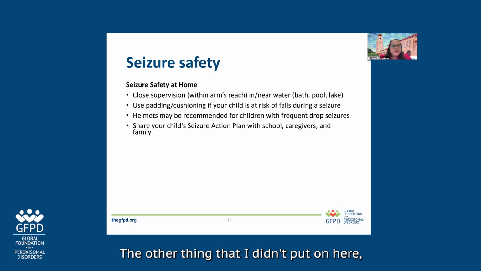The other thing that I didn't put on here, but important to keep in mind, is that activities such as riding your bike or climbing a tree for patients that have seizures, it's not that they can't do them, but they need to be safe. So wearing helmets, not climbing higher than an adult's height. For patients that have drop seizures or the atonic seizures, wearing a helmet can be helpful. Sometimes wearing a helmet at all times, depending on how frequent their seizures are. And as I mentioned, sharing the seizure action plan with school, daycare, caregivers, families, so that everyone's on the same page of what to do if they were to have a seizure.